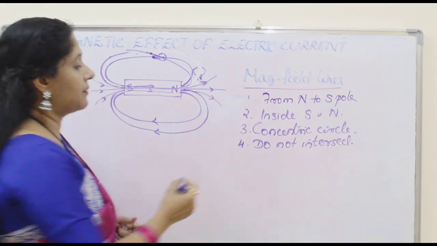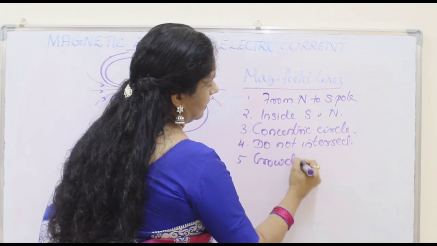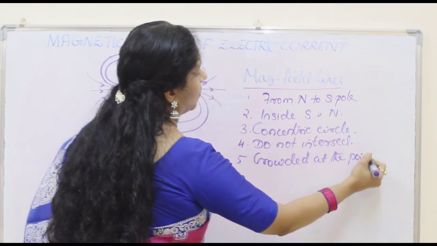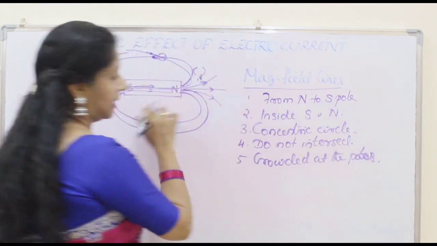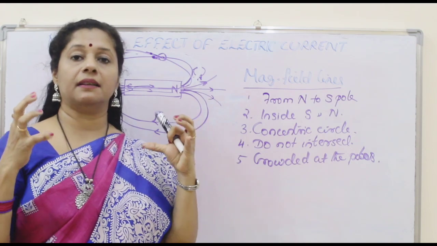The next point is the fifth one. They are crowded at the poles. You can see the lines are mostly crowded at the poles. That means the magnetic force or strength is maximum at the poles.